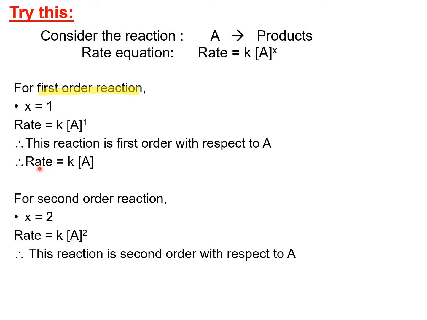So therefore, for first order reaction, the rate will be equal to K multiplied by the concentration of A to the power of 1. Okay, because a first order reaction depends on the concentration of reactant but with the power of 1.